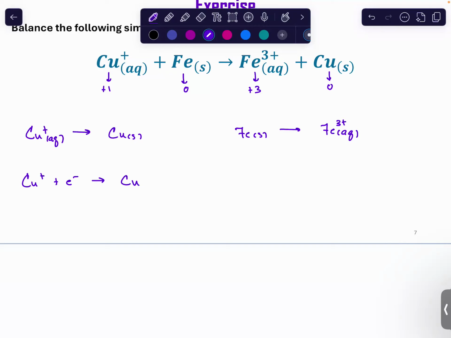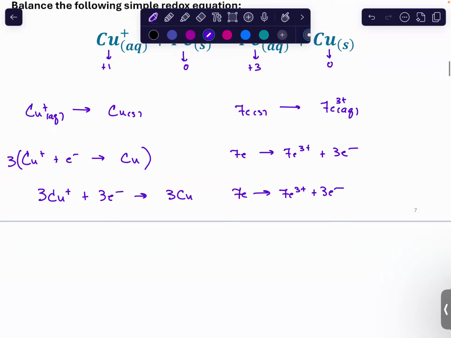What about the iron equation? Yep. Okay. Now we need to scale these so they have the same number of electrons. How are we going to do that? So that's going to give us 3 copper 1s, 3 electrons, 3 coppers. Now I'm going to add them together.